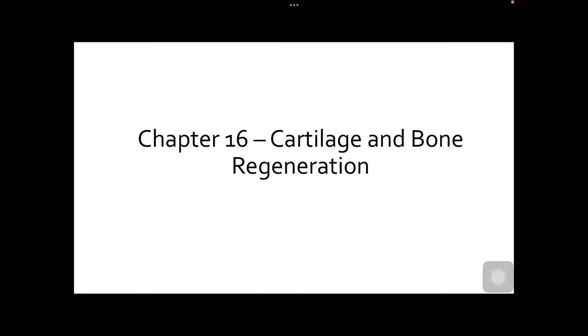So, welcome today to chapter 16. We're going to talk about cartilage and bone regeneration. We're going to talk about concepts and definitions. We are not necessarily going to cover the whole content of the book chapter, but specific concepts, definitions and figures that will help you to understand what the cartilage and bone is about.